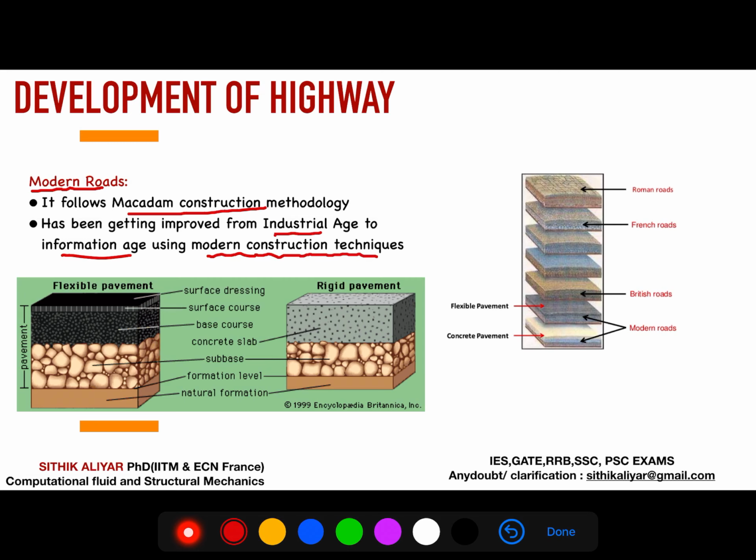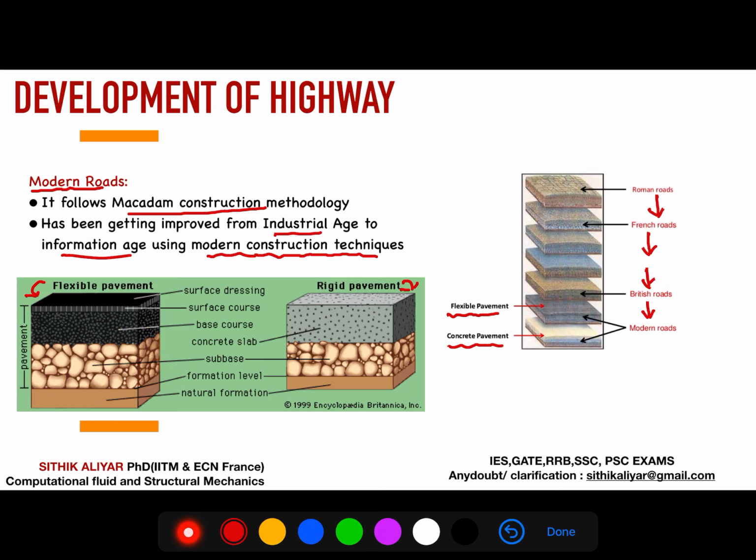You can see on the right side, from Roman roads to French roads, French roads to Scottish roads, Scottish roads to British roads. British roads have been introduced across the modern roads. In modern roads, there are two types: flexible pavement and rigid pavement. We'll see flexible pavement in detail when chapter 4, pavement design, comes. Any flexible pavement is your bitumen road. Wherever you see a bitumen road outside your home is a flexible pavement, and a rigid pavement is nothing but a concrete road.